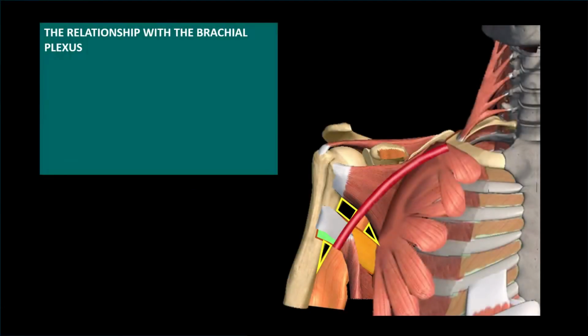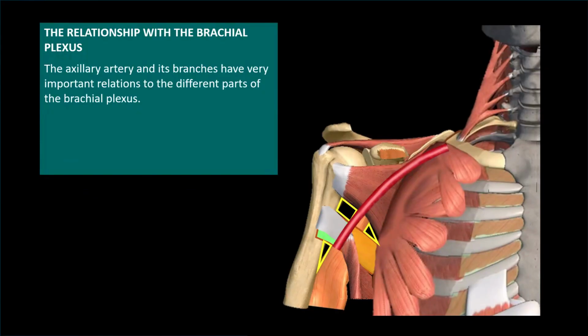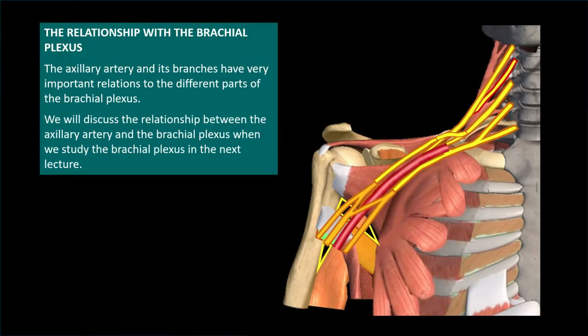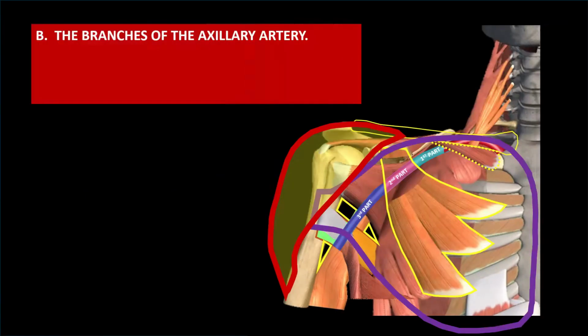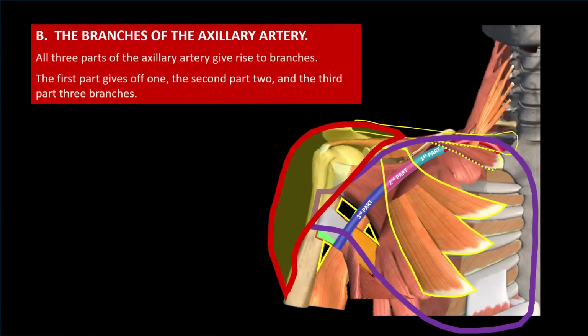The relations of the brachial plexus. The axillary artery and its branches have very important relations to the different parts of the brachial plexus. We will discuss the relationship between the axillary artery and the brachial plexus when we study the brachial plexus in the next lecture. The branches of the axillary artery.